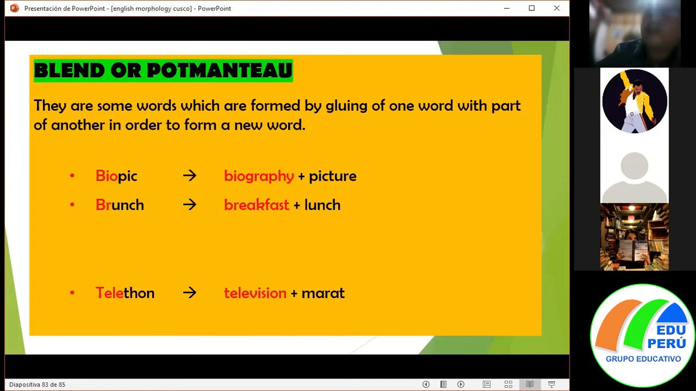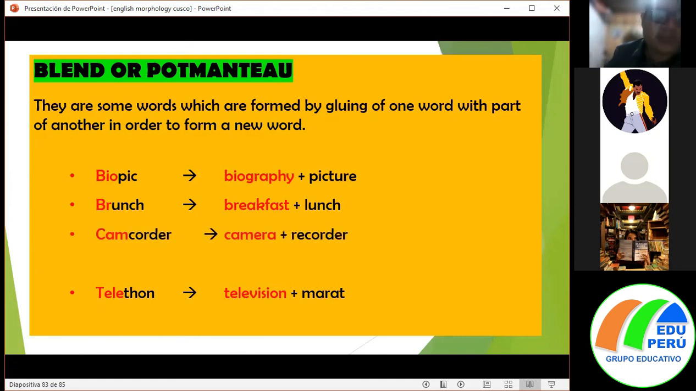For example, oh teacher, today I didn't have any breakfast because I had to hurry. The time was over, I needed to go to my job. So I just had a little lunch. So it means that you're having a brunch, because it's the combination of your breakfast and your lunch, together. So you're having a brunch, all right? Breakfast plus lunch, brunch.